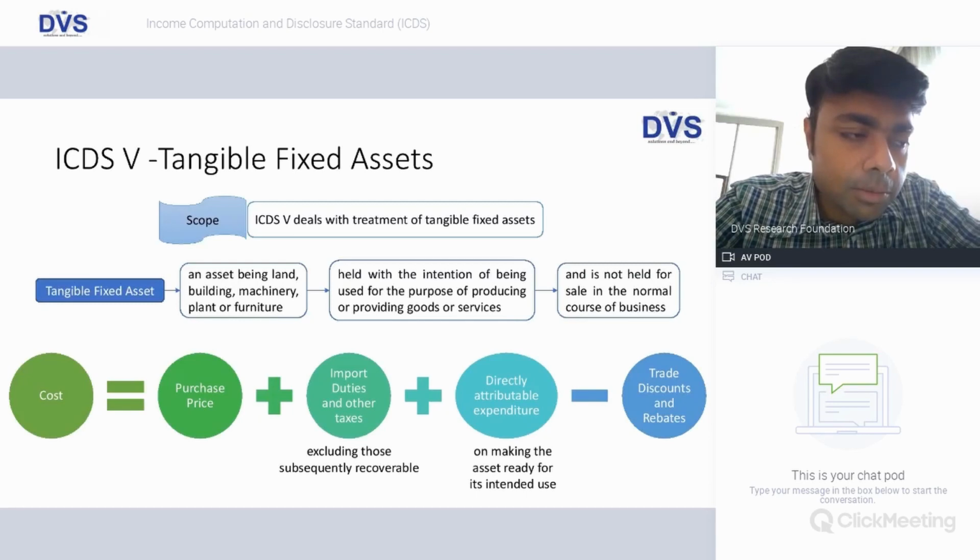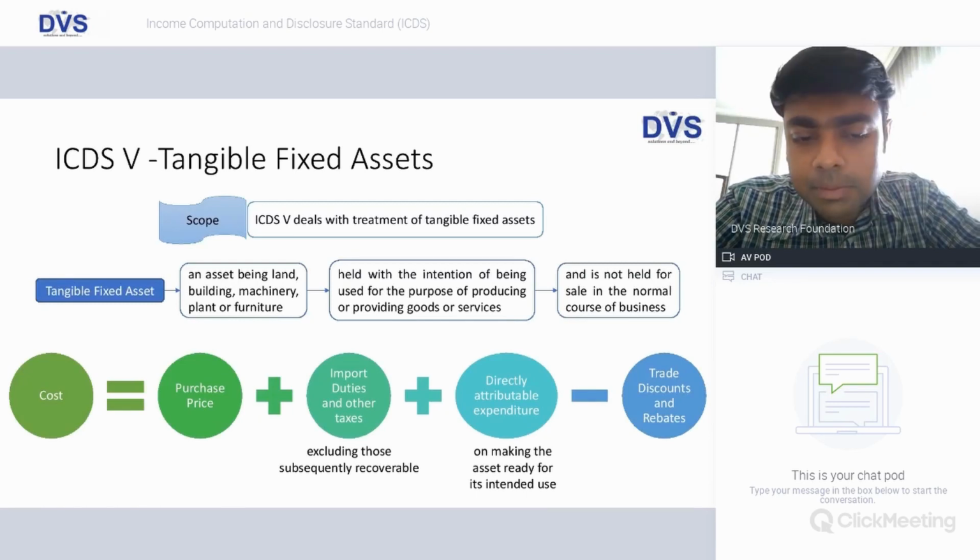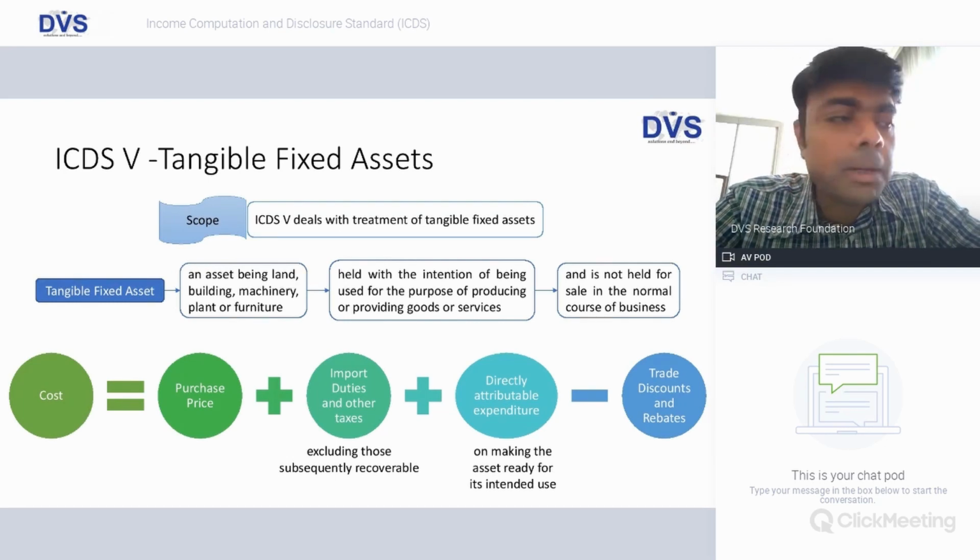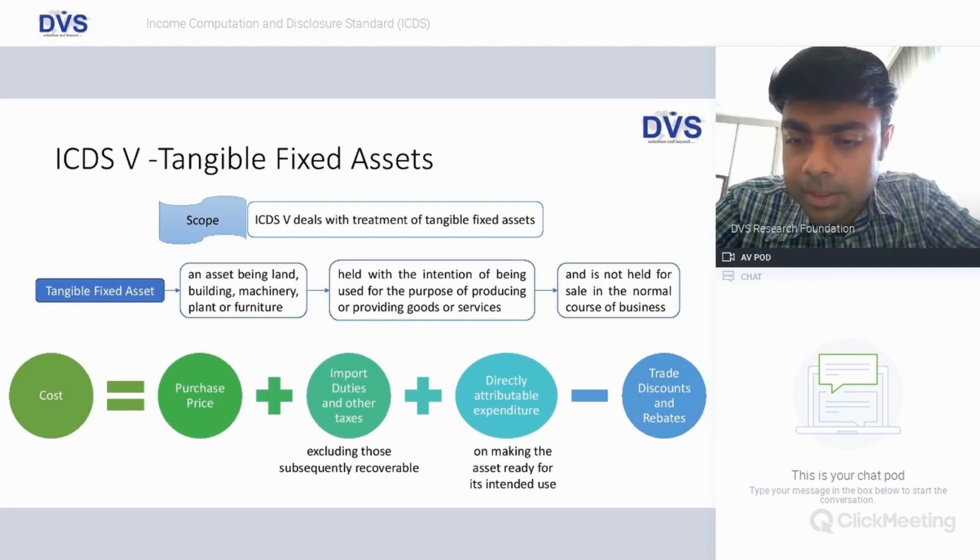So here when we talk about cost, it shall be purchase price plus duties other than those on which you can have a credit, like your CENVAT credit. Plus directly attributable expenses on making the asset ready for its intended use, like your trial run costs, etc. Minus trade discounts, rebates, grants, etc.